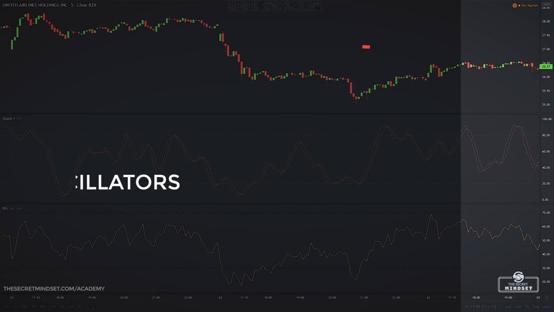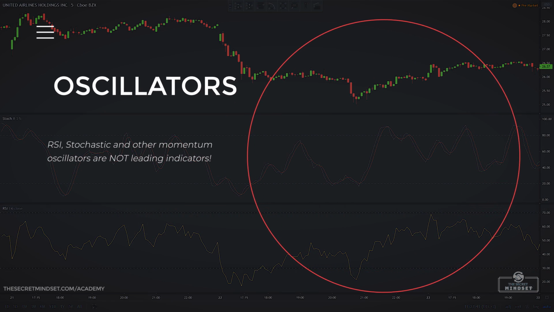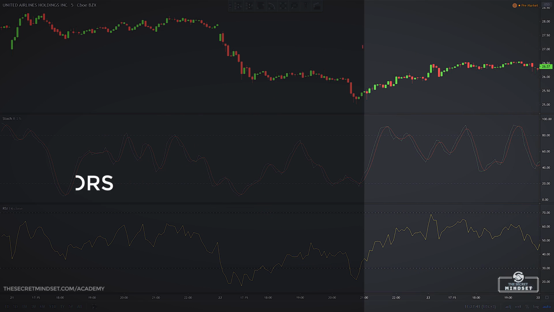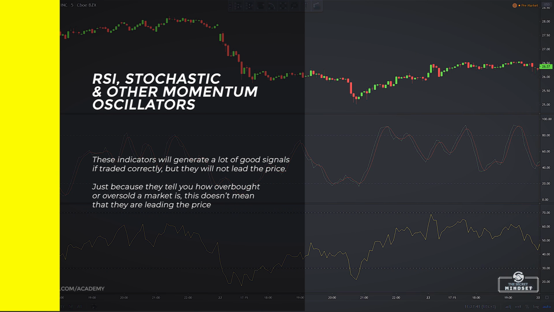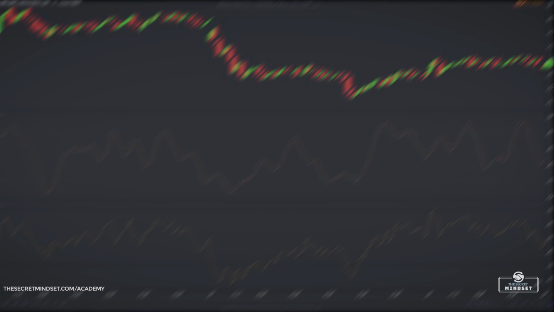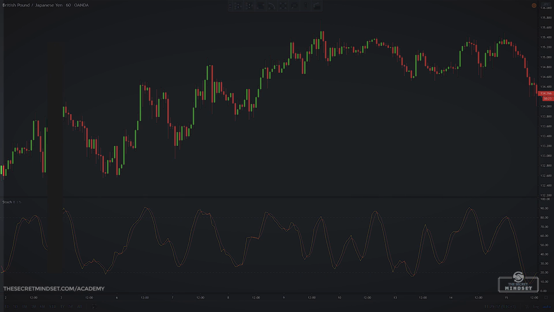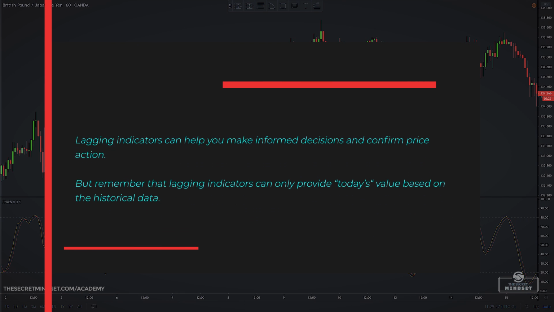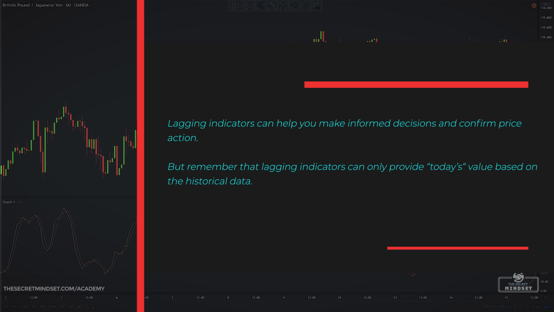I've also read a lot of false information regarding the RSI, the stochastic, and other momentum oscillators, which were associated with the leading indicator type. No, they are not leading indicators, although those indicators will generate a lot of good signals if traded correctly. They will not lead the price. Just because they tell you how overbought and oversold the market is, this doesn't mean that they are leading the price. Now, I'm not saying that you shouldn't use lagging indicators because they can help you to make informed decisions.